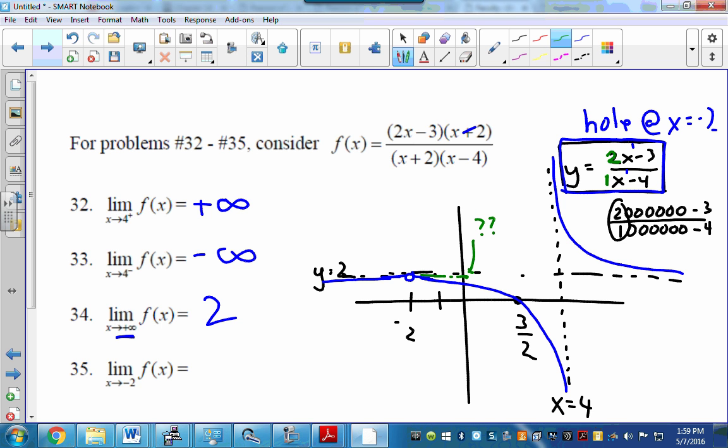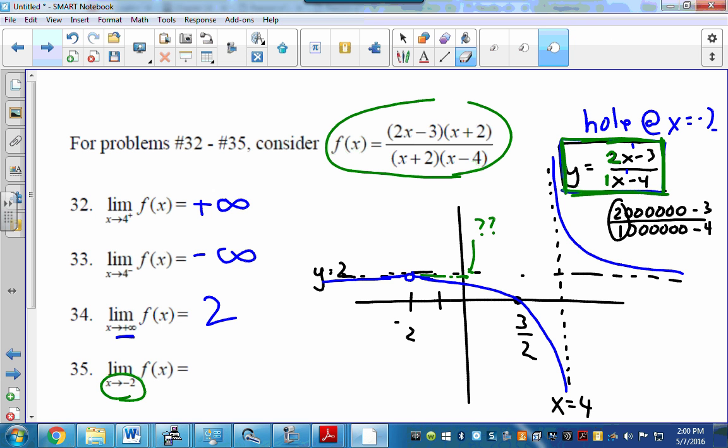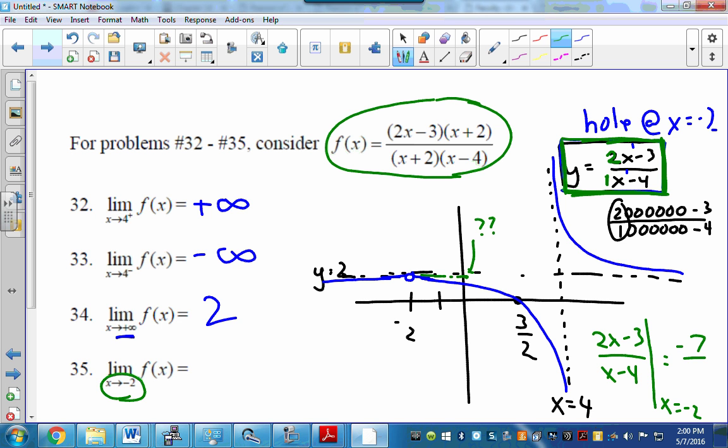Here's the easy way to do it. Just take the number -2 and plug it into this expression. Now, you say, well, I can't plug it into here because if I plug -2 into that, remember I get 0 over 0. But I can plug it into this. And so let me do that. I have 2x minus 3 over x minus 4. And I'm plugging in x is -2. So what's that? That's -7 over -6. So I get 7/6 is the answer.